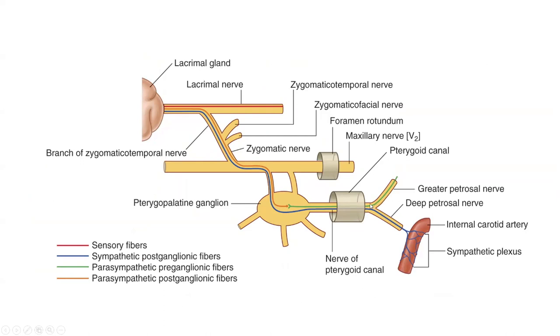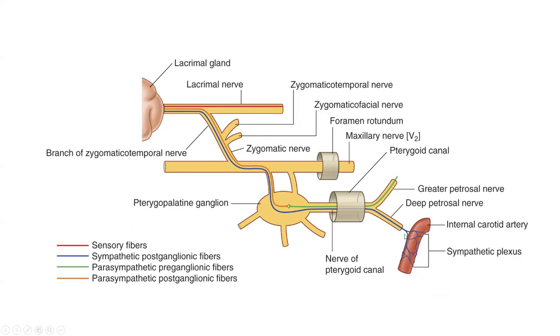So here is the schema of what we mentioned. This is the preganglionic parasympathetic fiber through the greater petrosal branch of the facial nerve, arising from the superior salivatory nucleus, the parasympathetic nucleus of the facial nerve. This is the postganglionic sympathetic fiber as the deep petrosal nerve. These two together make the nerve of the pterygoid canal. Then it enters the pterygopalatine ganglion, and only the parasympathetic synapses with the postganglionic, and it goes to all these branches that I said, together with the zygomatic nerve, which communicates with the lacrimal nerve, and then is carried to the lacrimal gland.